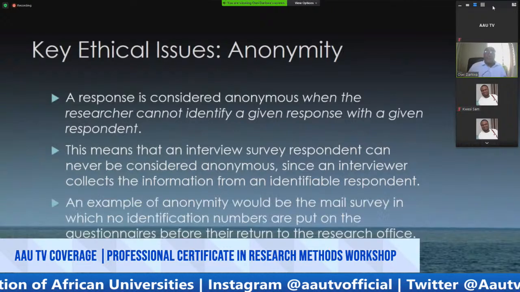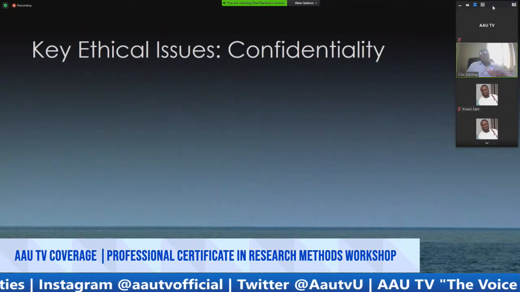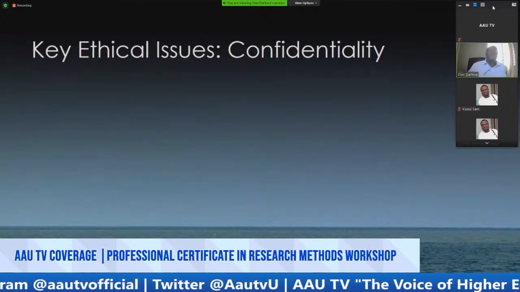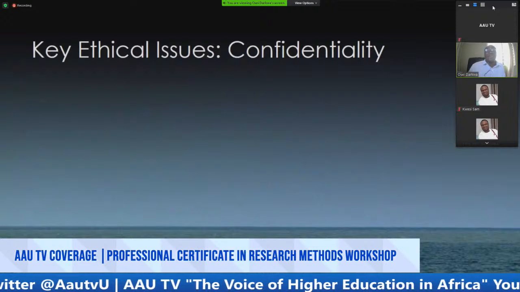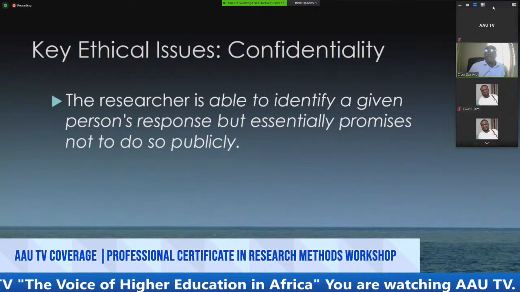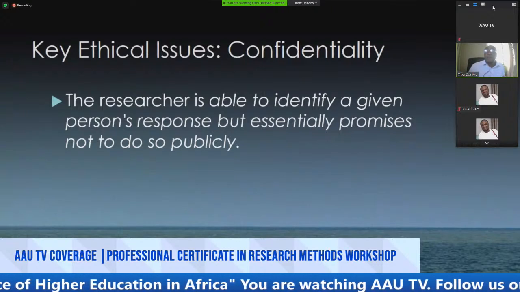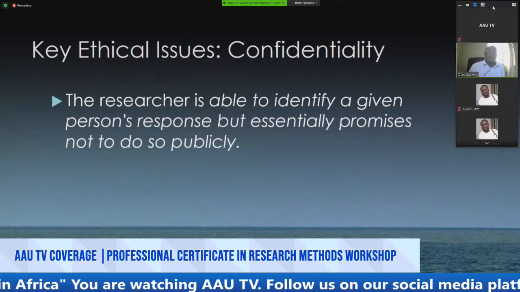Okay, and then this is additional explanation. We don't have to go through all that. The next one is confidentiality. When we say something is confidential, what do we mean by that? Confidential means a researcher is able to identify a given person's response, but essentially promises not to do so publicly.